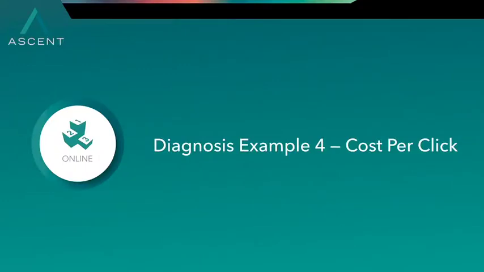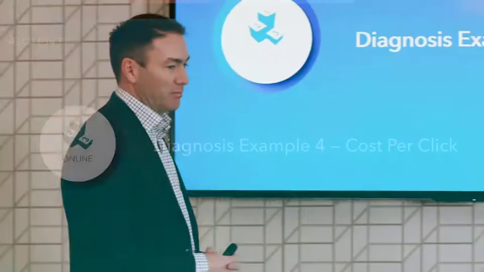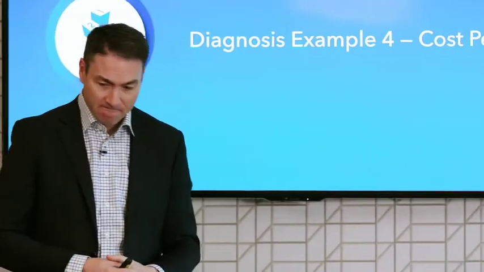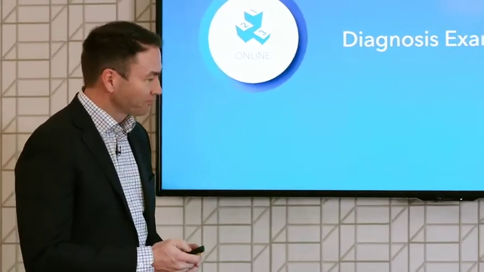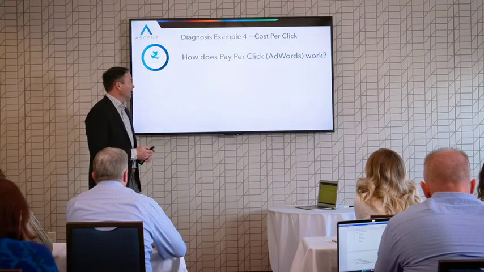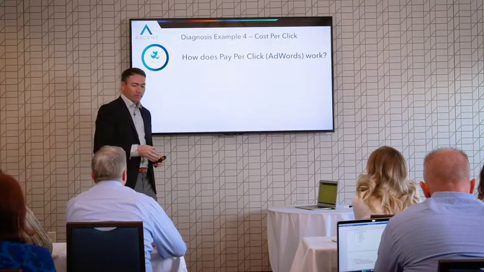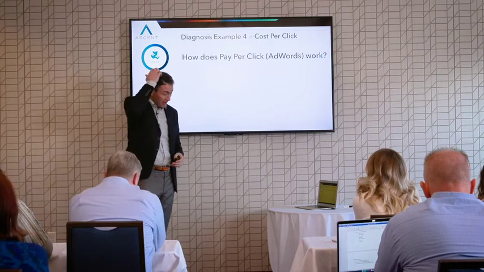Let's go to example number 4, cost per click. Go ahead and scroll down to the bottom section, number 3. On yours, it's example number 4 up here. And before you probably looked at your number there, let's first talk about how it works.